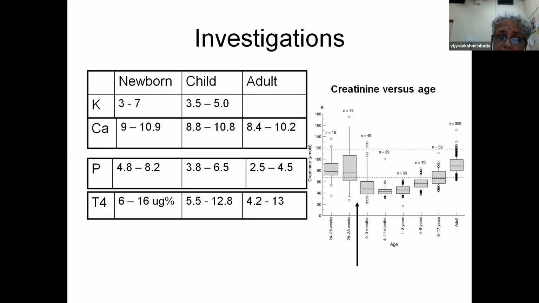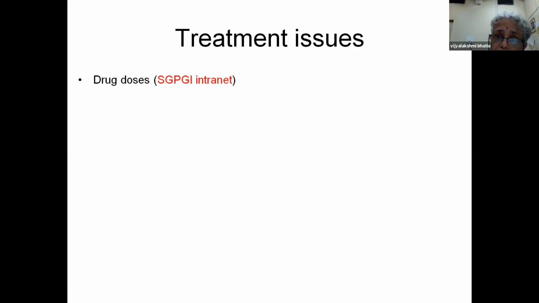Thyroid hormone also, it is particularly of importance to us in endocrinology. Infants have higher T4 level than older adults. ECG, very different in babies as compared to older children and adults, but I won't go into the details. Coming to a few treatment issues.